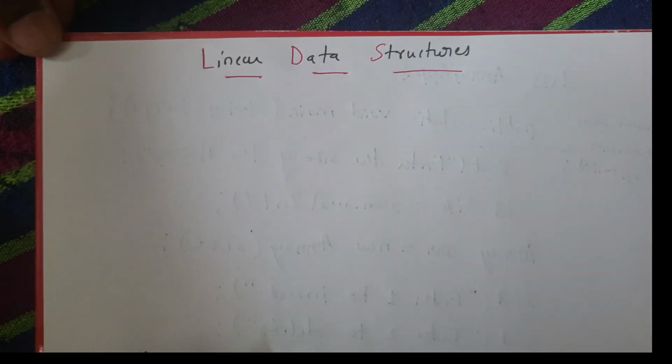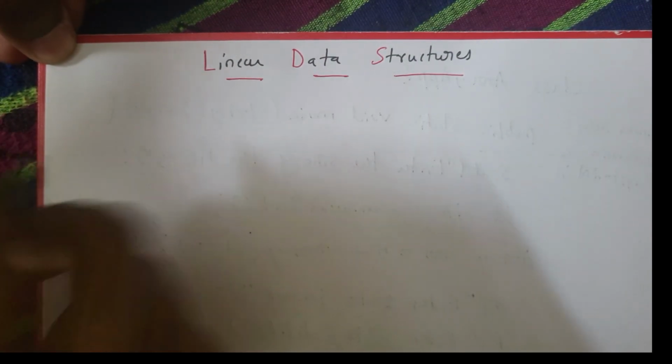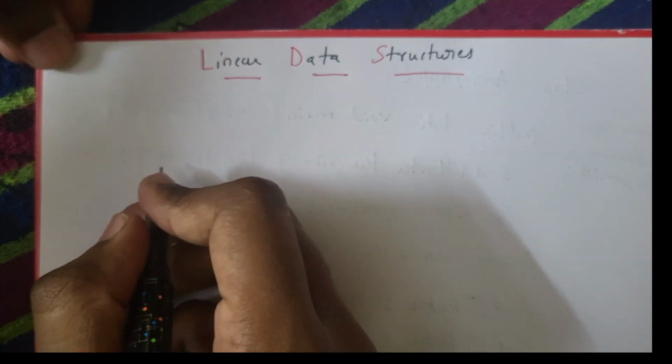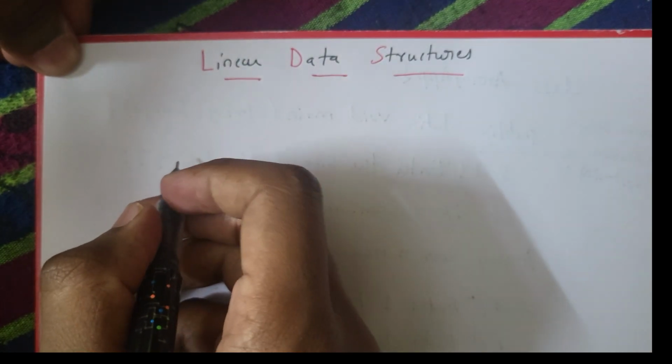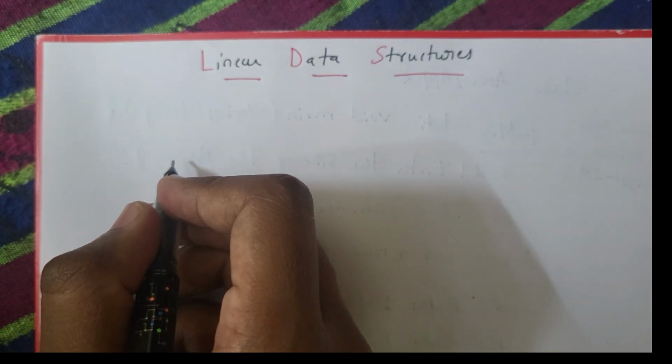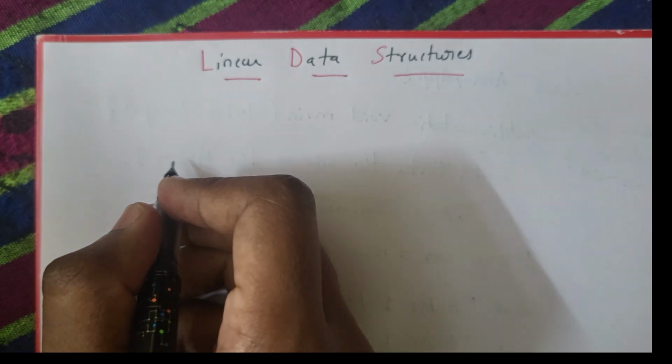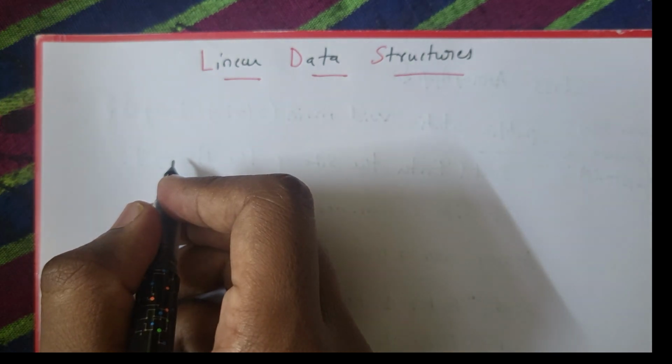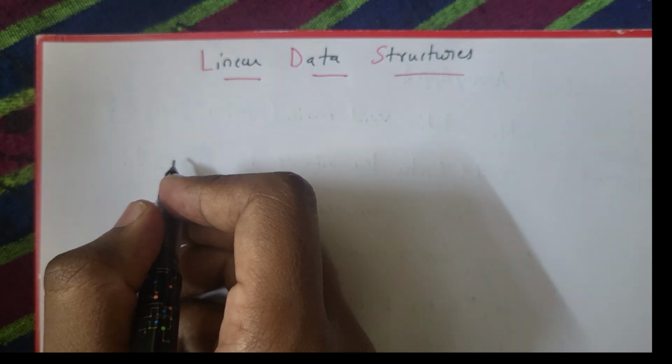Hi everyone, welcome to part 2 of the data structures. In part 1 we saw the introduction to data structures and the intro to linear data structures, what data structures come under linear data structures, and also explained the behavior exhibited by those data structures.